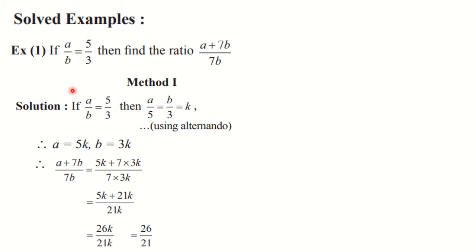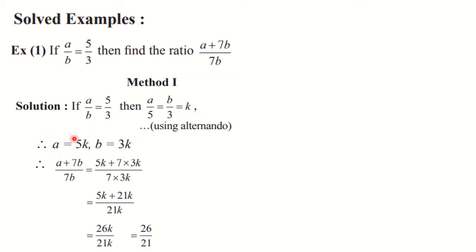See, always you have to start with whatever is provided to us. So if A upon B is equal to 5 upon 3, then you can write this as A upon 5 is equal to B upon 3 is equal to k. See here, alternando is done. These two elements are switched, they are altered. Okay, their positions are interchanged. So this ratio is written as A upon 5 is equal to B upon 3 is equal to k. And after doing cross multiplication, we get A is equal to 5k and B is equal to 3k.